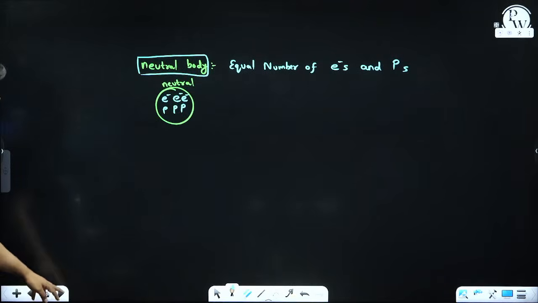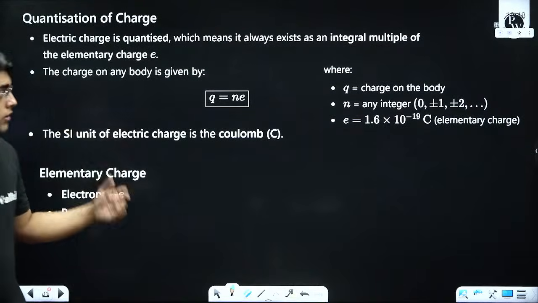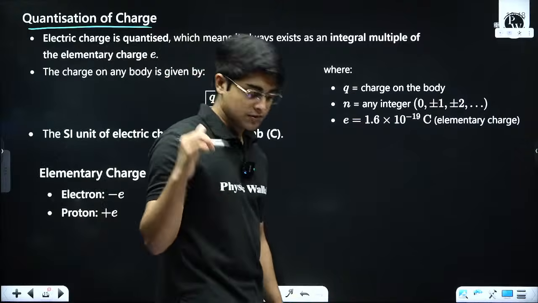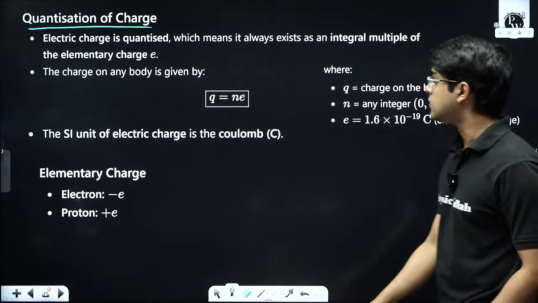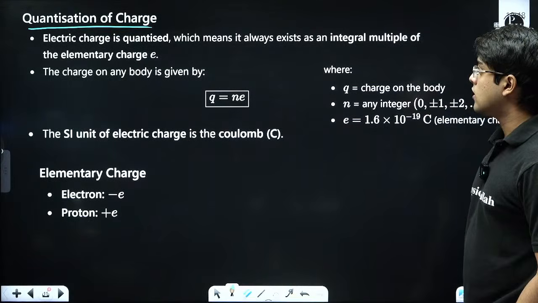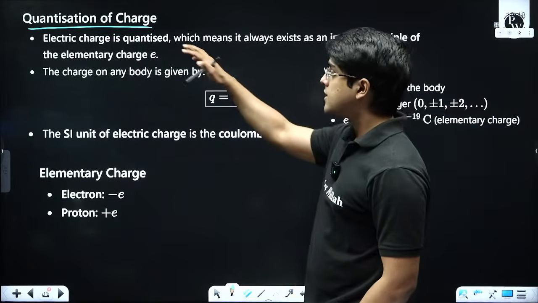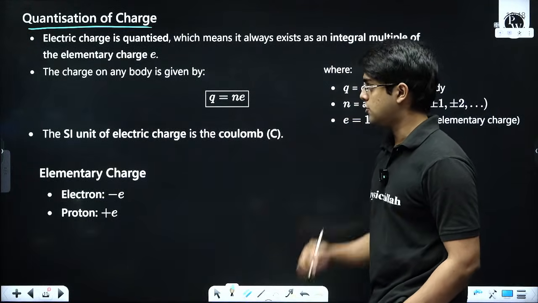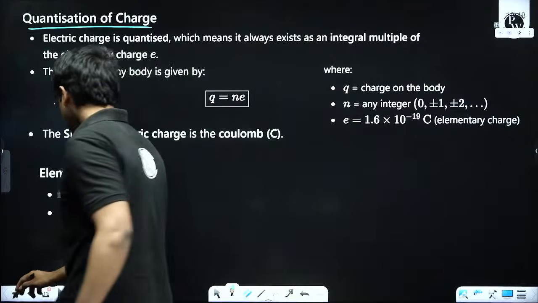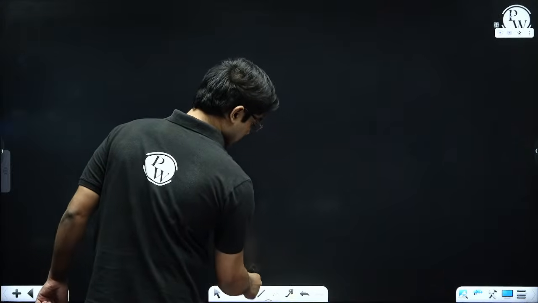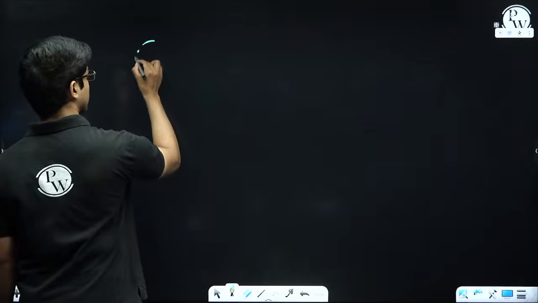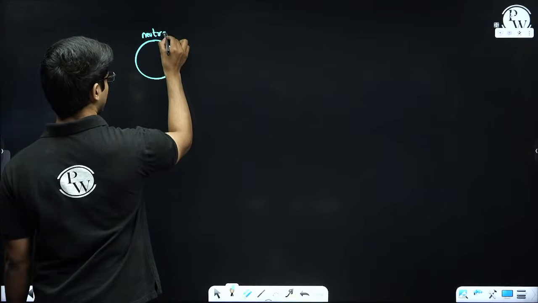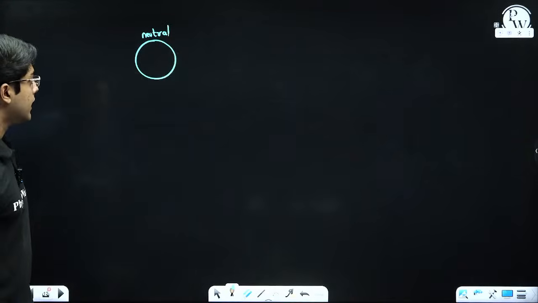Okay. So the next important idea is quantization of charge. Questions have been asked from this topic for CBSE board exams. The idea is pretty simple. We can understand quantization of charge if we understand how a body is charged. So let's take our original neutral body. And what does neutral mean? Neutral means equal amounts of protons and electrons.